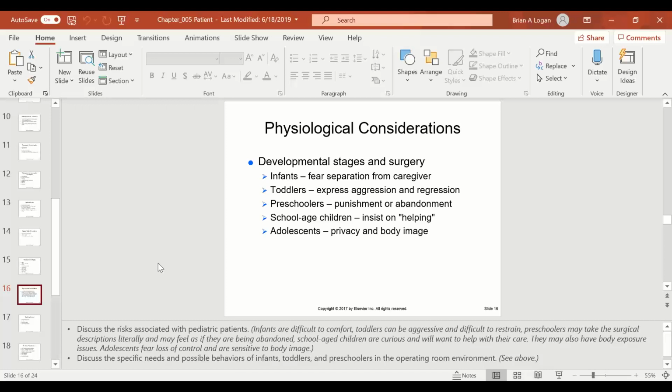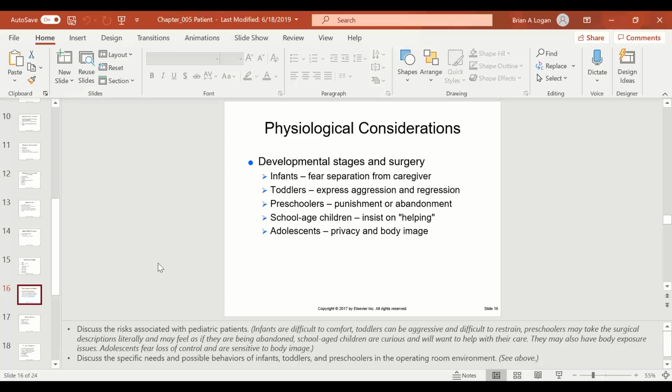Here are some of the considerations we take into account with pediatric patients. Infants are going to have separation anxiety from their parents, or whoever happens to be their caregiver. It could be a grandparent or an aunt or whatever it is. Usually when we go to take that patient to the operating room, that's when they start screaming and crying, because we're taking them from their mom or dad.